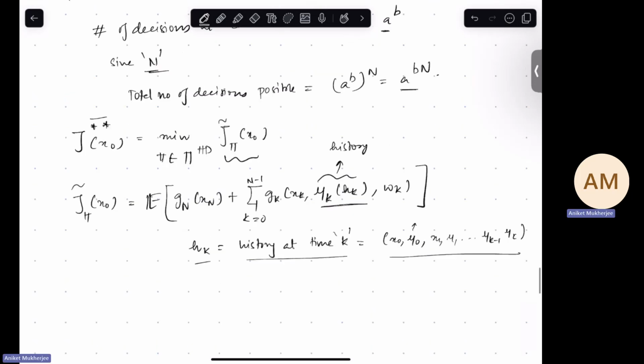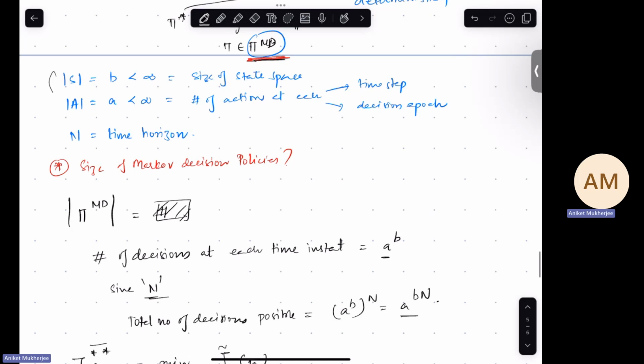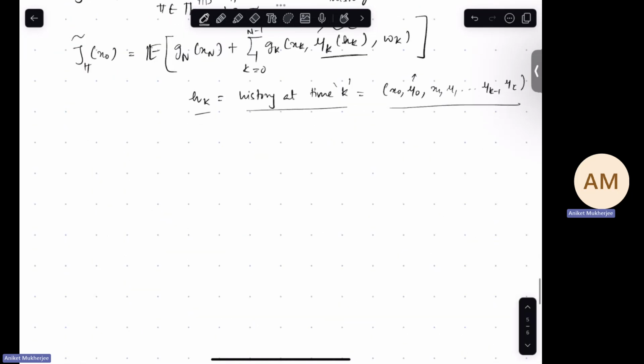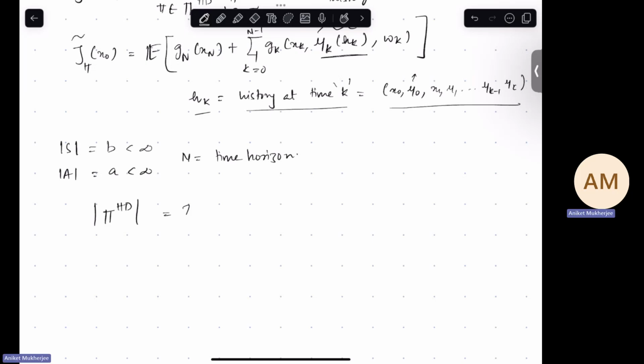Okay. So these things remain the same. That is, your state space is of length b, which is finite. Your action space is of length a, which is finite. Your n is your time horizon. Phi hd is equal to how much? So here it depends on which time step you are.